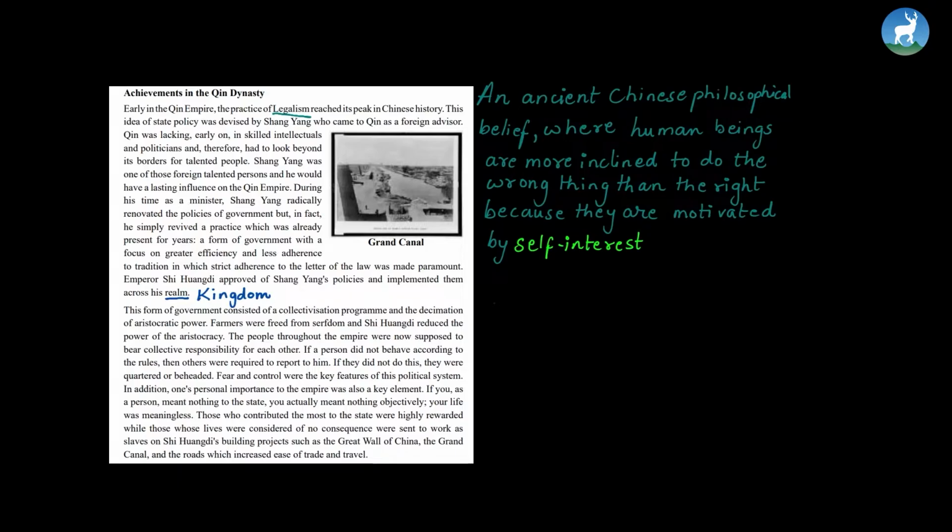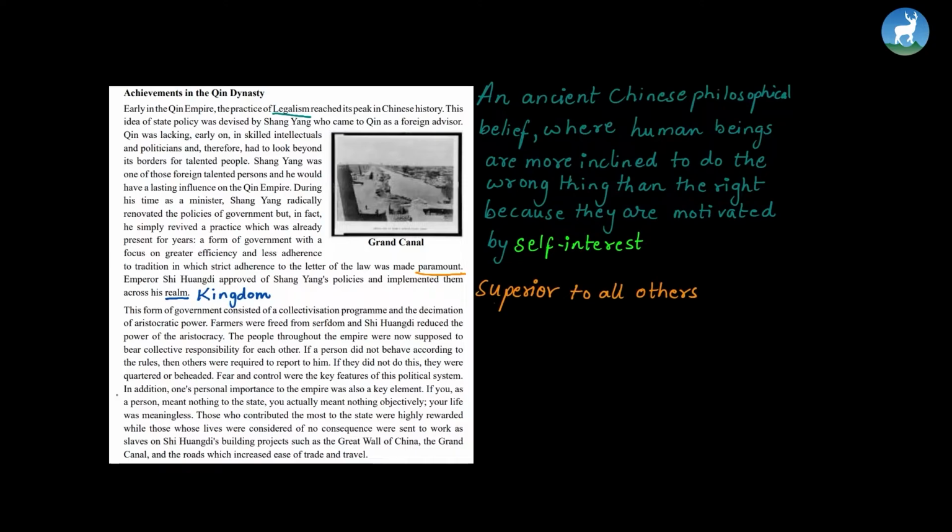During his time as a minister, Shang Yang radically renovated the policies of government, but in fact he simply revived a practice which was already present for years. A form of government with a focus on greater efficiency and less adherence to tradition, in which strict adherence to the letter of the law was made paramount. Emperor Shi Huangdi approved of Shang Yang's policies and implemented them across his realm.